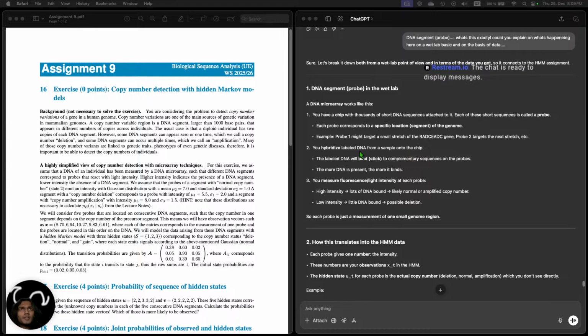You hybridize labeled DNA from the sample onto the chip. The labeled DNA will stick to the complementary sequence of the probe. The more DNA is present, the more it binds.